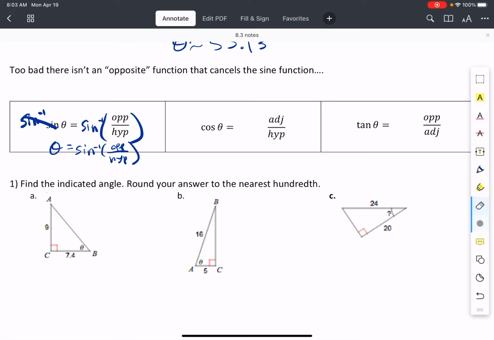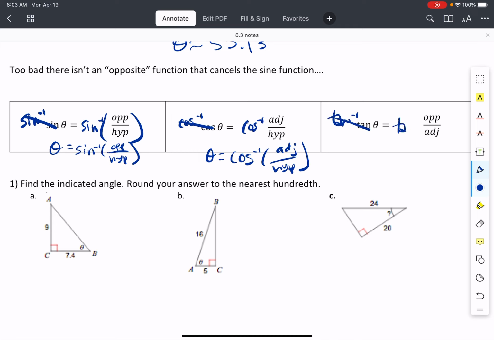Okay? And then we have an arc function for each of the three trig functions. So if I want to get rid of cosine, right, I arccosine both sides. So theta would be the arccosine of adjacent over hypotenuse. And then the tan function has the same thing.